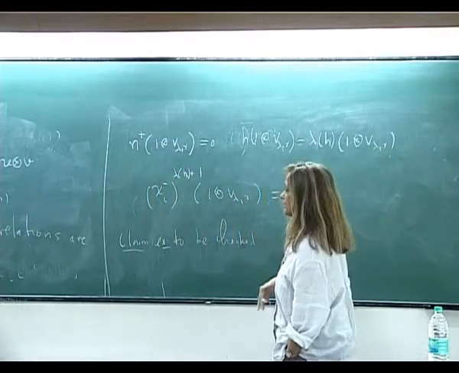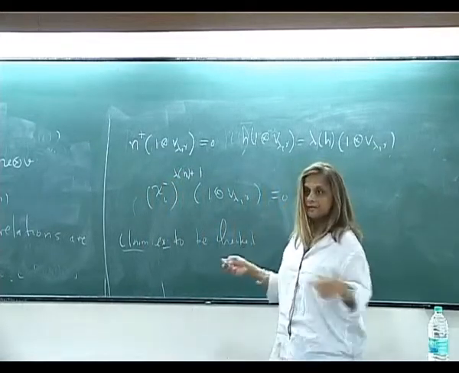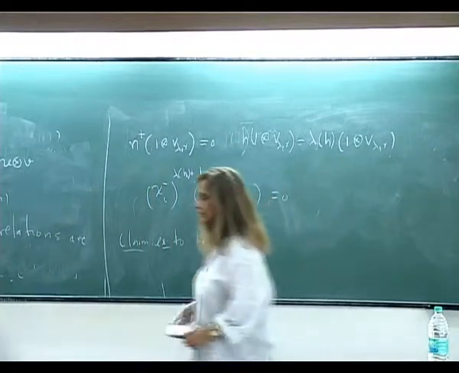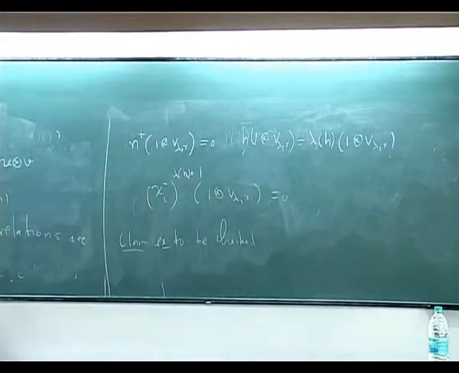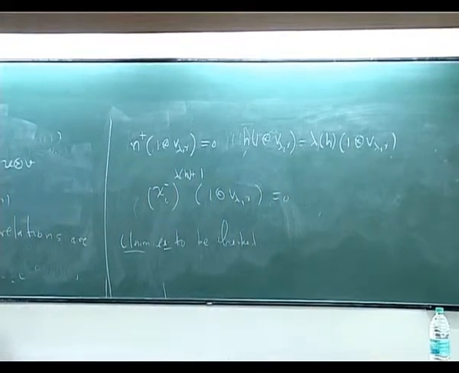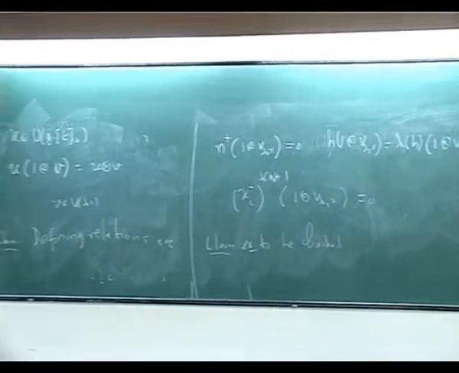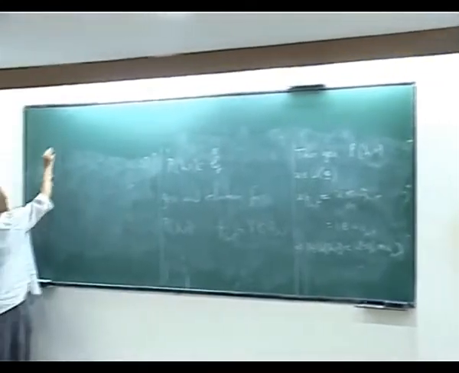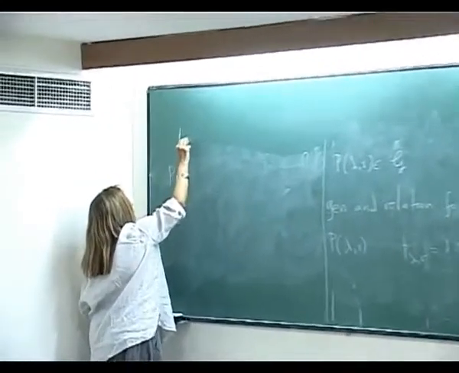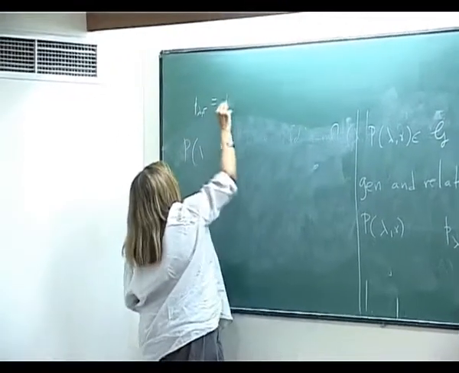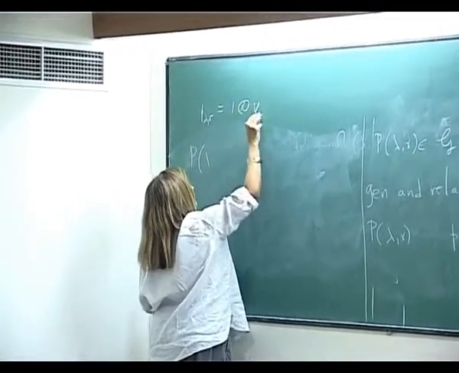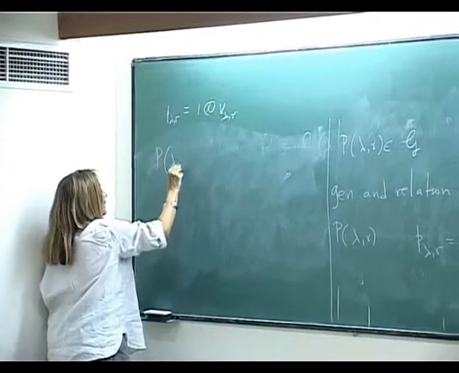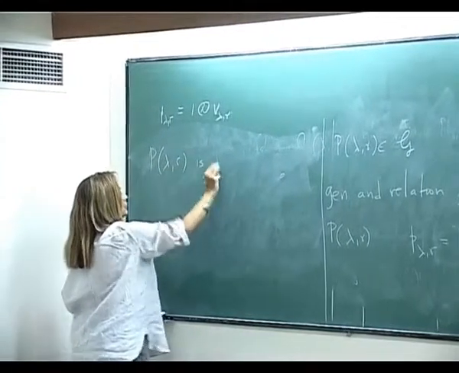The way you would check it is you define a module which has these as the defining relations, and then PBW will tell you that it has to be an isomorphism. Okay, so we've got that. And now it's immediate to show that P is projective. So from now on, just to make my life simple, I'm going to write P lambda r to be the element 1 tensor V lambda r. Okay? So P lambda r is projective in G.